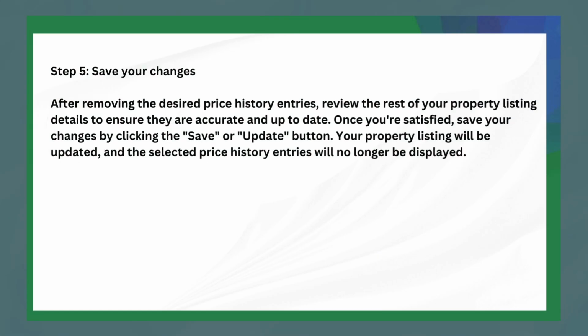The last step is to save your changes. So after removing the desired price history entries, review the rest of your property listing details to ensure that they are accurate and up to date. Once you are satisfied, save your changes by clicking the save button or update button. Your property listing will be updated and the selected price history entries will no longer be displayed.